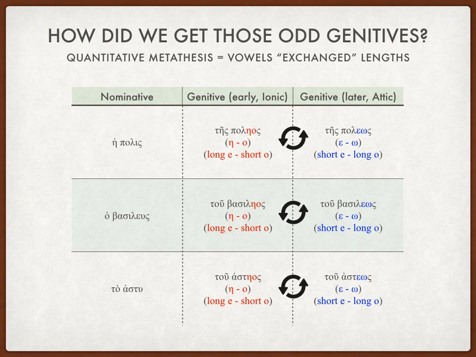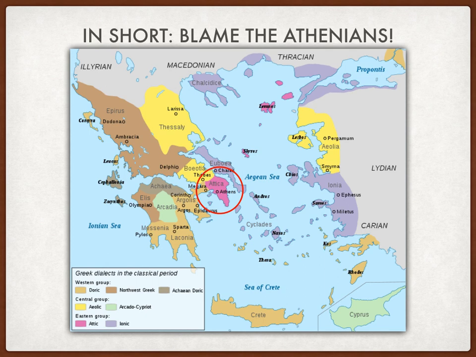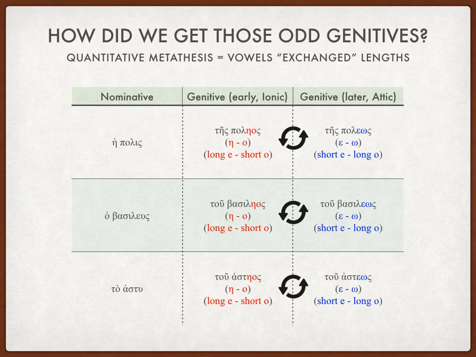And same thing with city. Instead of asteios, which you would see in Ionic texts, the early version of Greek, perfectly regular, you get in Attic Greek asteos of the city. So, if you don't want to remember that, just blame the Athenians. It's their fault that this Greek looks so weird to us, and unfortunately for us, so much of what we have to read comes from Athens that we really have to know these vowel stem forms. But fortunately, there is a rhyme and a reason to it.